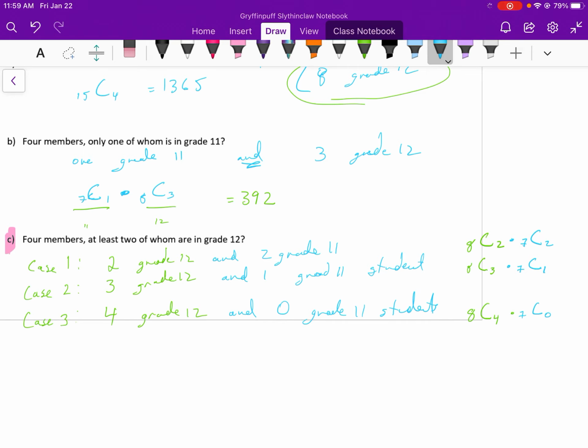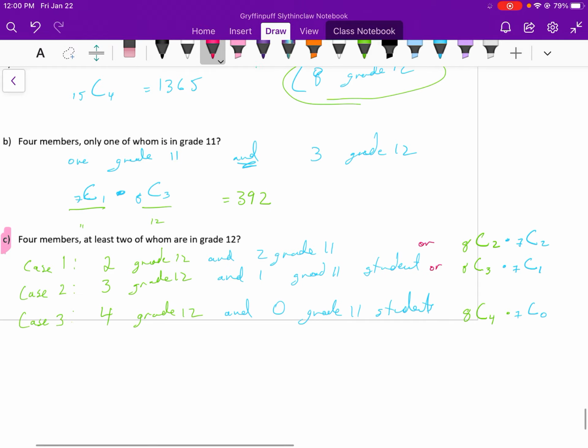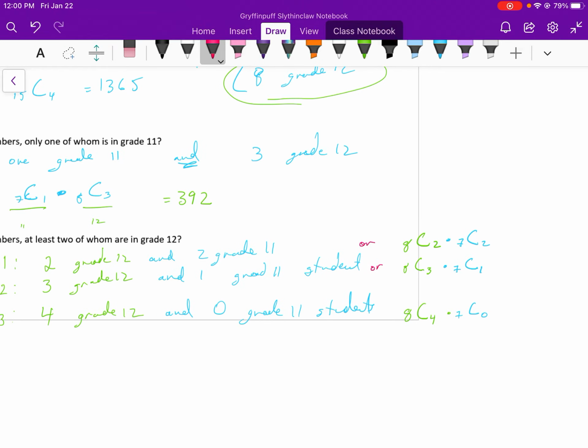Well, what do we do with these individual numbers? Case 1 will give a certain number of different teams. Case 2 will deliver a different amount of teams, or case 3. And in English, we would say we could have 2 grade 12 students, or we could have 3 grade 12 students, or we could have 4 grade 12 students. This naturally means that we are going to add up the cases. The mathematical operation of OR implies addition in this context.